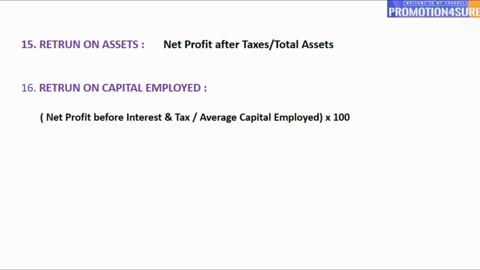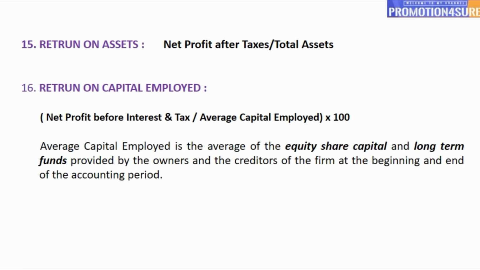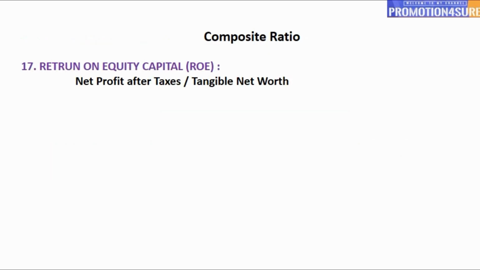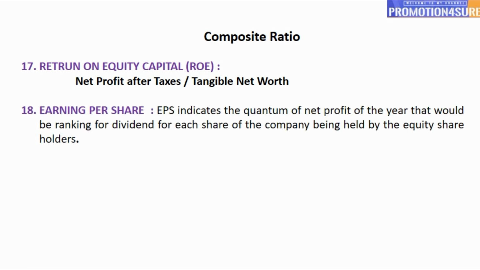Return on capital employed is net profit before interest and tax divided by average capital employed into 100. So average capital employed is the average of the equity share capital and long-term funds provided by the owners and the creditors of the firm at the beginning and at the end of the accounting period. So composite ratio, return on equity capital, is net profit after taxes and tangible net worth. You have to divide both of them.